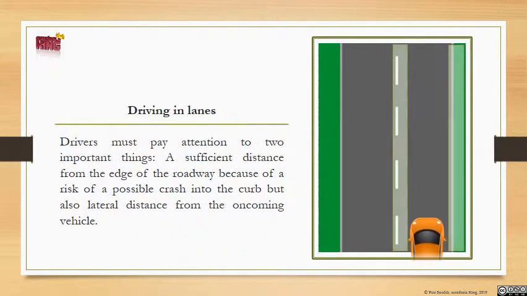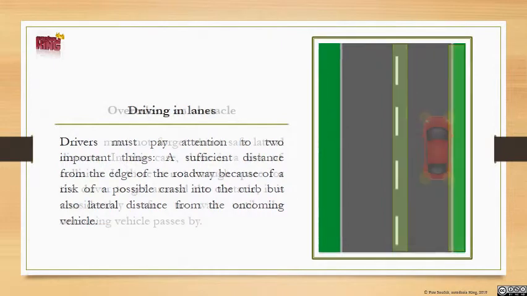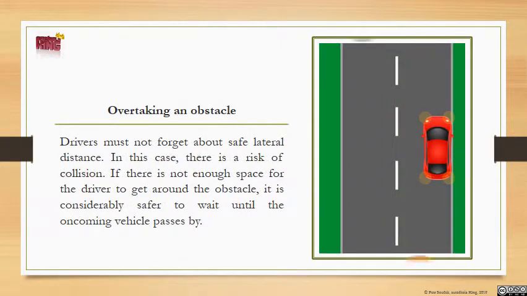Drivers must pay attention to two important things: a sufficient distance from the edge of the roadway because of a risk of a possible crash into the curb, but also lateral distance from the oncoming vehicle. Drivers must not forget about safe lateral distance. In this case, there is a risk of collision.